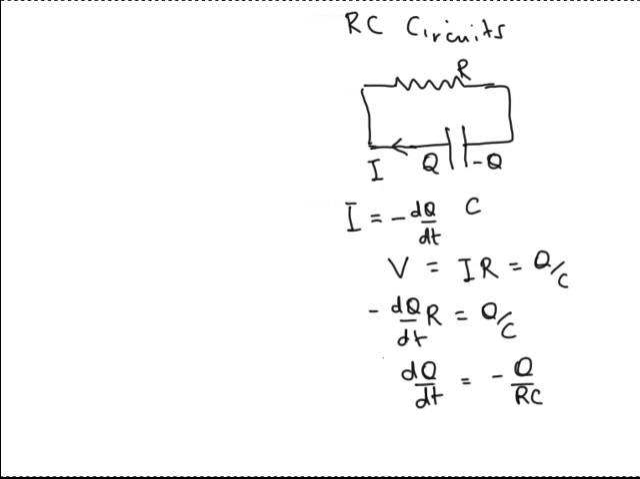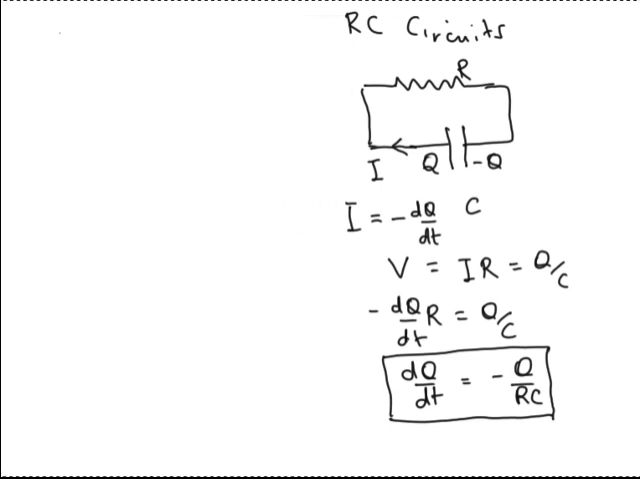So anyway, this is the equation we're looking at. dQ by dt is minus Q over RC. If we can solve this differential equation, then we can figure out how Q behaves as a function of time. So let me remind you of a few things in calculus that hopefully you remember from your early calculus courses. Okay, so let's do a little bit of calculus over here.